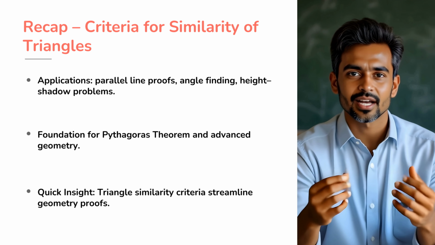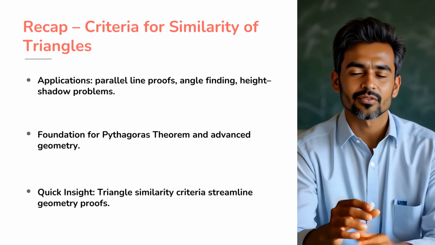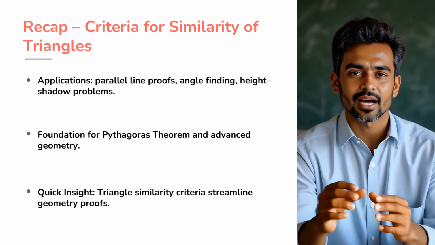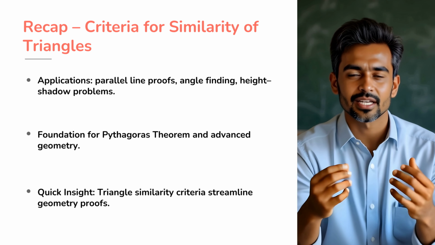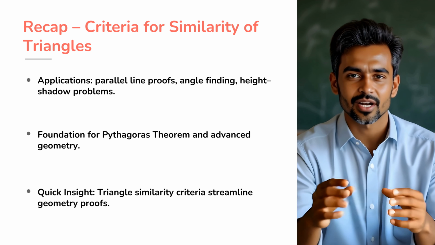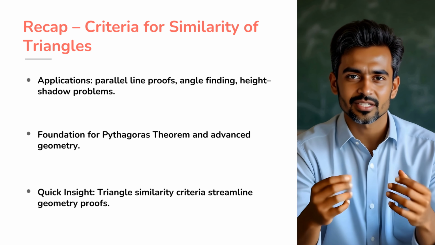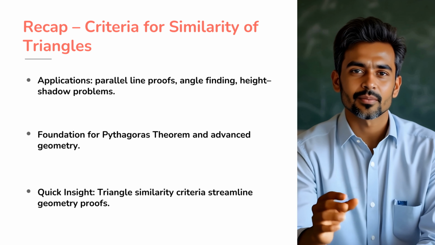Or consider the classic height-shadow problems. Using these criteria, you can find out the height of a building just from its shadow. And if you dive deeper into geometry, you'll see that these criteria even lay the foundation for more complex ideas like the Pythagoras theorem. In fact, the idea of triangle similarity comes up everywhere in advanced geometry proofs.